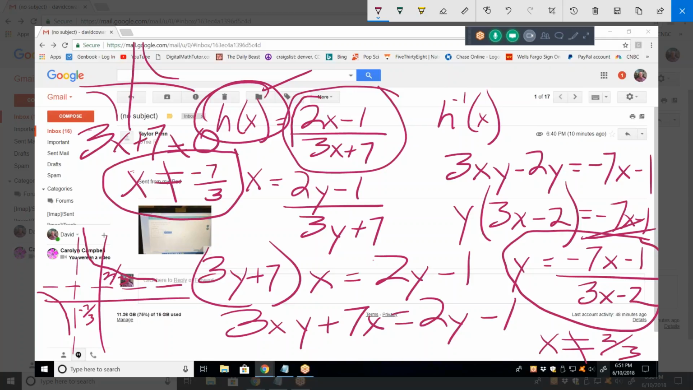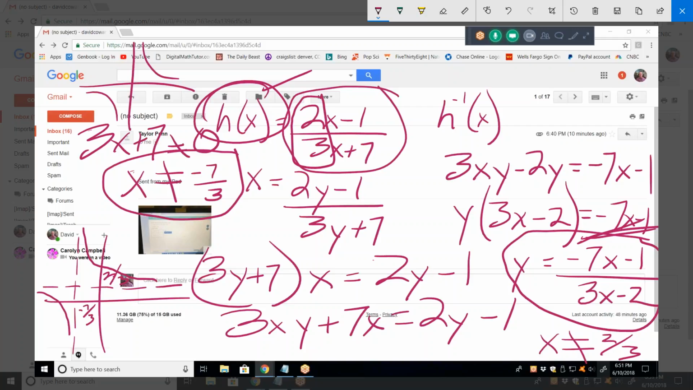The horizontal asymptote is the ratio of those two coefficients. That's where I got it from. Okay, so if I just do that, that'll work. Yep. The short version: the domain is all real numbers except minus 7/3, and the range is all real numbers except 2/3. And on this inverse function over here, we can see that the domain is all real numbers except 2/3.